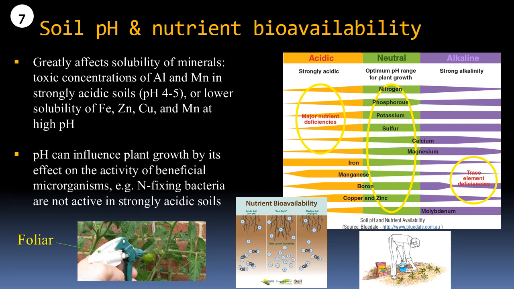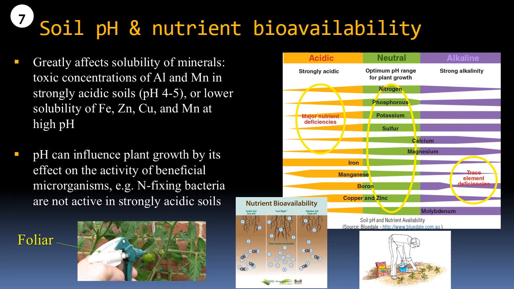Whereas for the condition of micronutrients, we really have a problem, because micronutrients tend to be unavailable in acidic conditions, as indicated by this graph here. You see that the arrows become very narrow. It means they become less bioavailable.